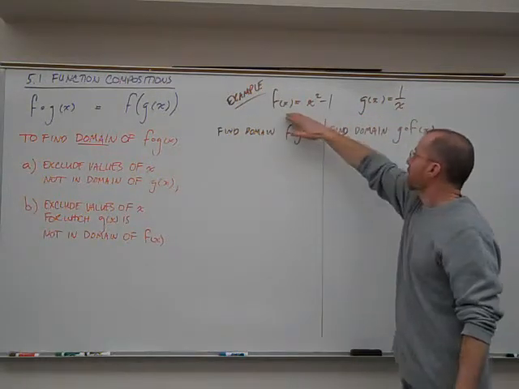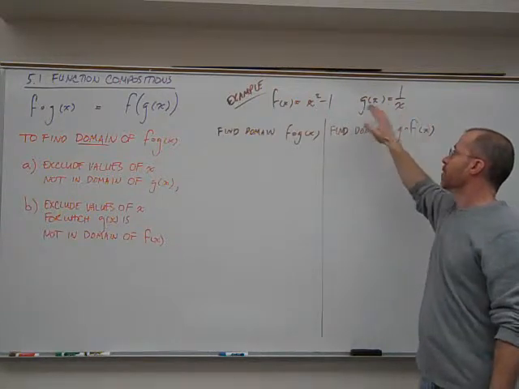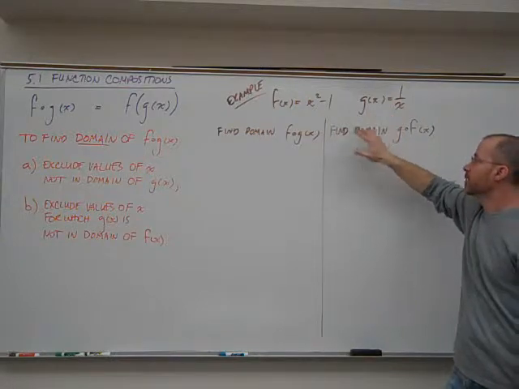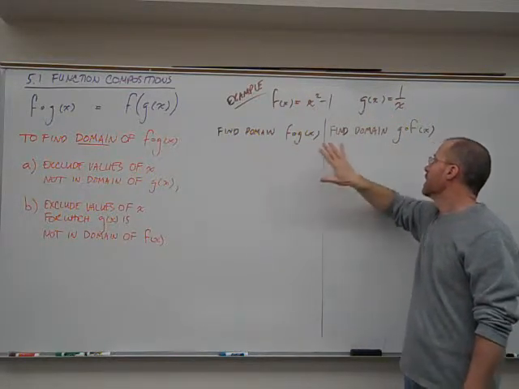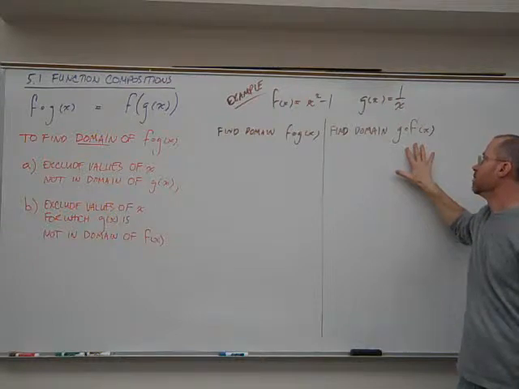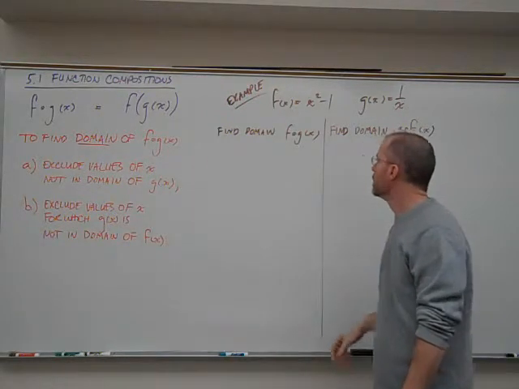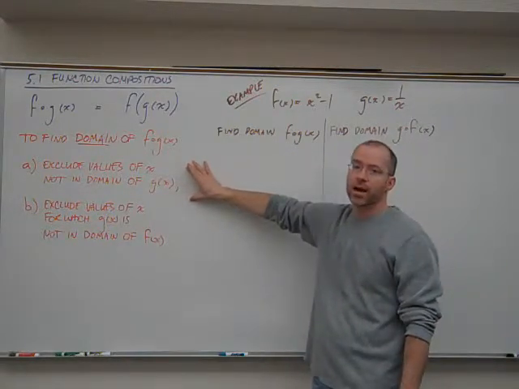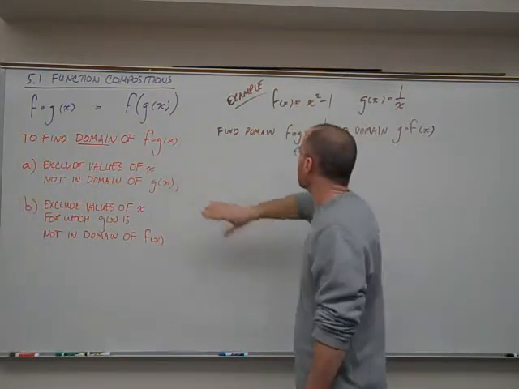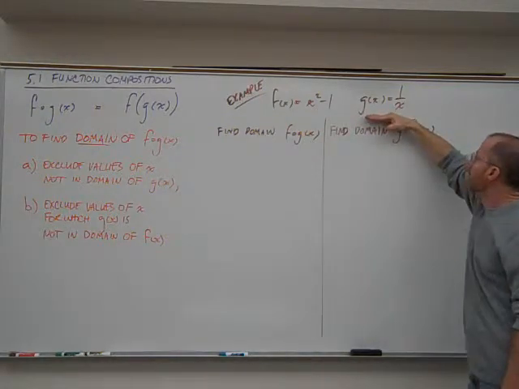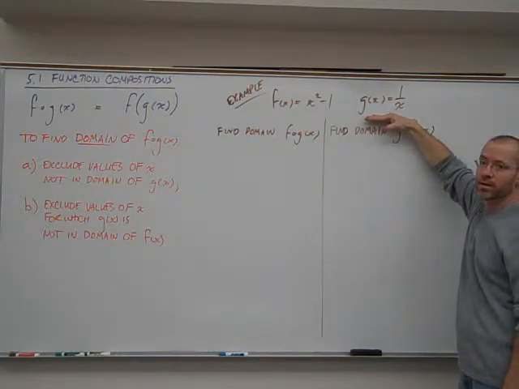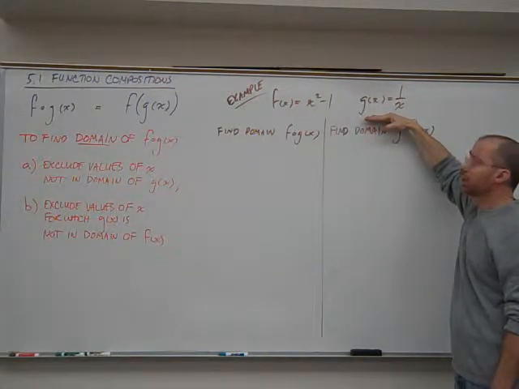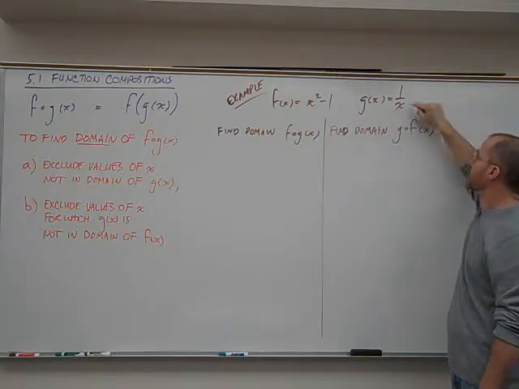So starting with the same functions I was using in my example before, x squared minus 1 for f of x and g of x equals 1 over x. Let's find the domain for f composed with g of x, and then find a domain for g composed with f of x using this approach. So first, find a domain of f composed with g of x. First, I have to exclude any values that are not in the domain of g. So here's g of x, familiar function. You can picture the graph, I hope, of 1 over x. And the domain is all real numbers except 0, right?